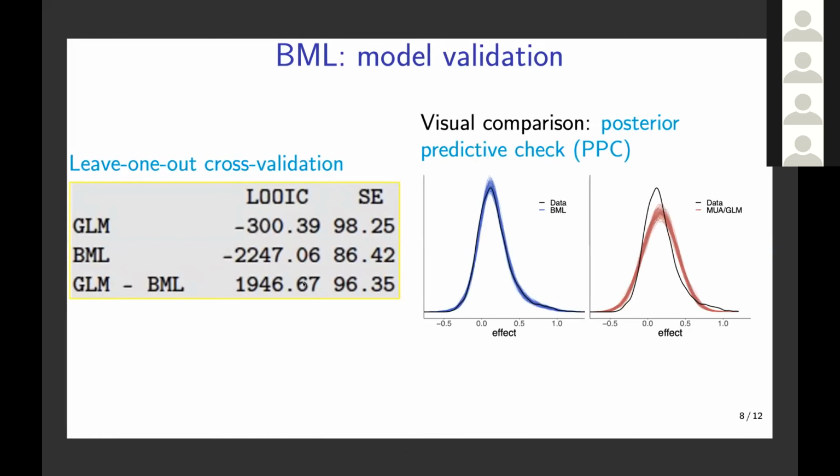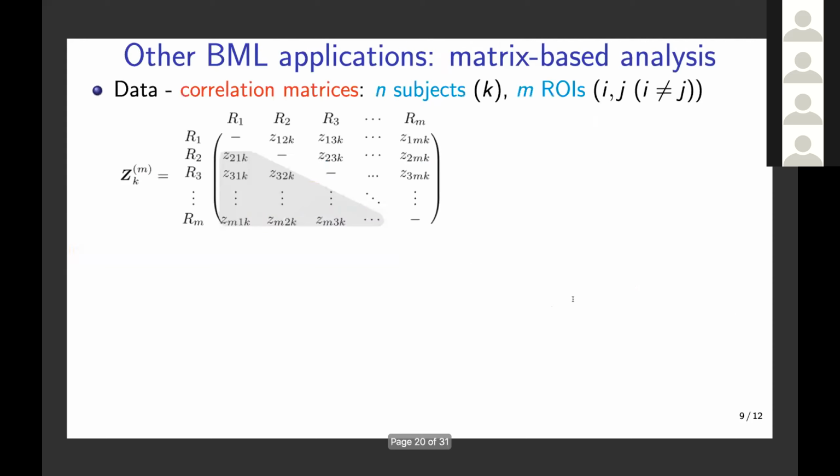We can also do a posterior predictive check, right? So we use the models to randomly generate simulated data. On the left-hand side, the blue cloud is the simulated data from the Bayesian multi-level modeling approach. The black curve is the original data. The right-hand side is the traditional approach, massive univariate analysis using a general linear model. That's the red cloud. With this visual comparison, we also see the Bayesian multi-level modeling approach is way superior to the traditional approach. We can also apply the same idea to a couple of other scenarios in neuroimaging.